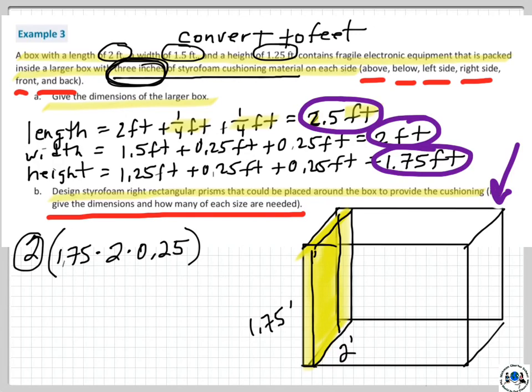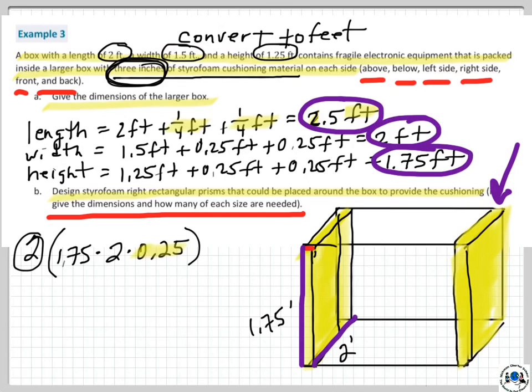So what these numbers are, of course, this 0.25 here is the thickness of the styrofoam sheet, which is also known as 3 inches. The 1.75 and the 2 feet come from here. So my base times my height, and then times my width, which is the 0.25. And then I'm going to have another one on this side as well. So I'm going to need 2 of those. This is the way I'm doing it.